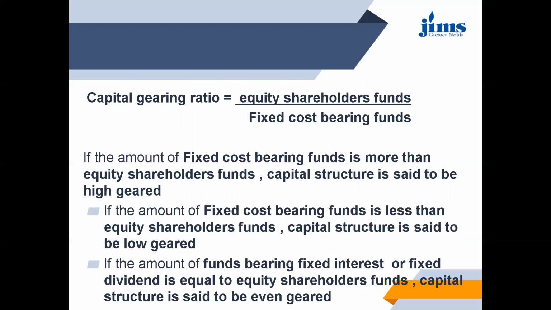And in the vice versa situation, if the fixed cost bearing funds is less than equity shareholders funds, we say that the company has a lower geared capital structure. And if both are equal, then we say it is even geared.